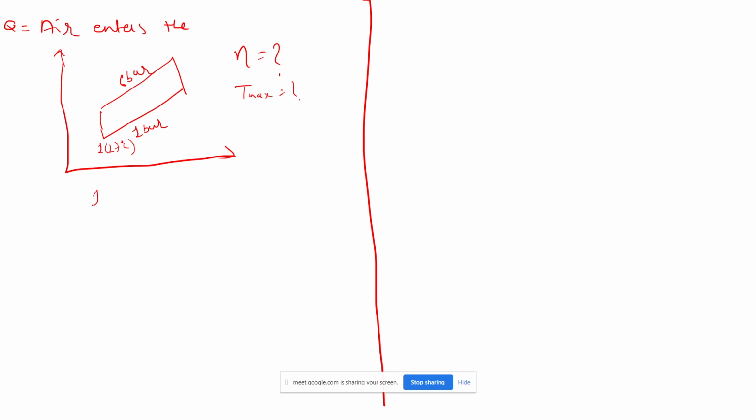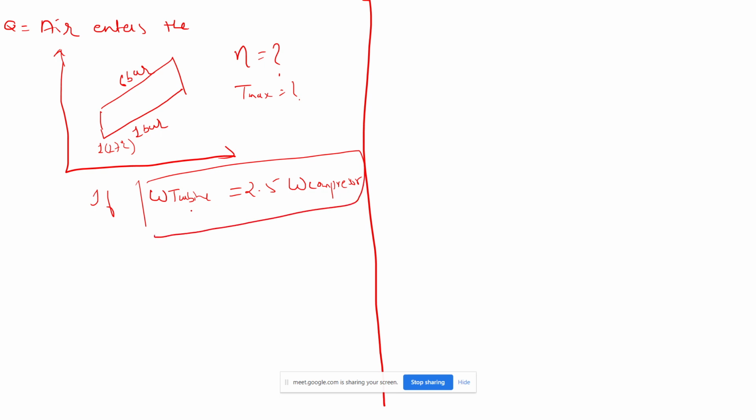If turbine work is equal to 2.5 times of the compressor work. Okay, so you have to find these two things. Okay, and the data is given here. So please solve this question also.